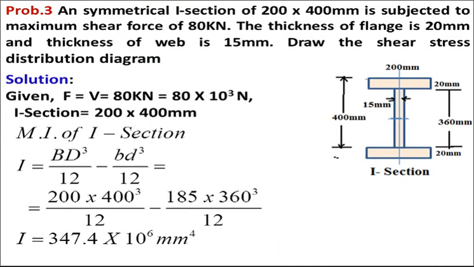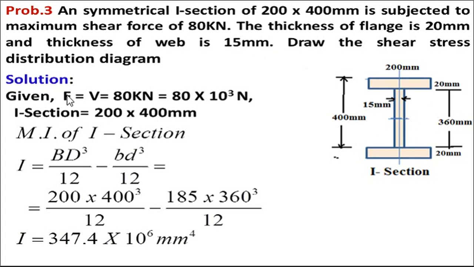Now see, again I have taken a symmetrical I section because the problem is normally given in this fashion. An I section of 200 by 400 is subjected to a maximum shear force of 80 kN. The thickness of flange is 20 mm and the thickness of web is 15 mm. So flange means this top and bottom, and web means this middle portion. Draw the shear stress distribution diagram.